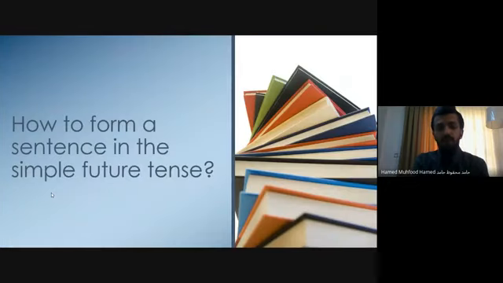Now, the question is how to form a sentence in the simple future tense. Can anyone explain to me how to form a sentence using the simple future tense? Do you have any idea? No, you don't. So let us see how to form a sentence in the simple future tense.